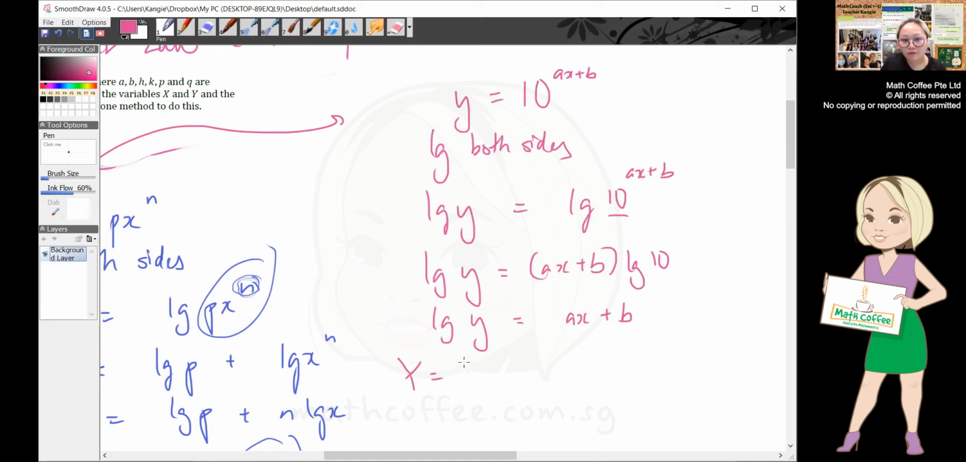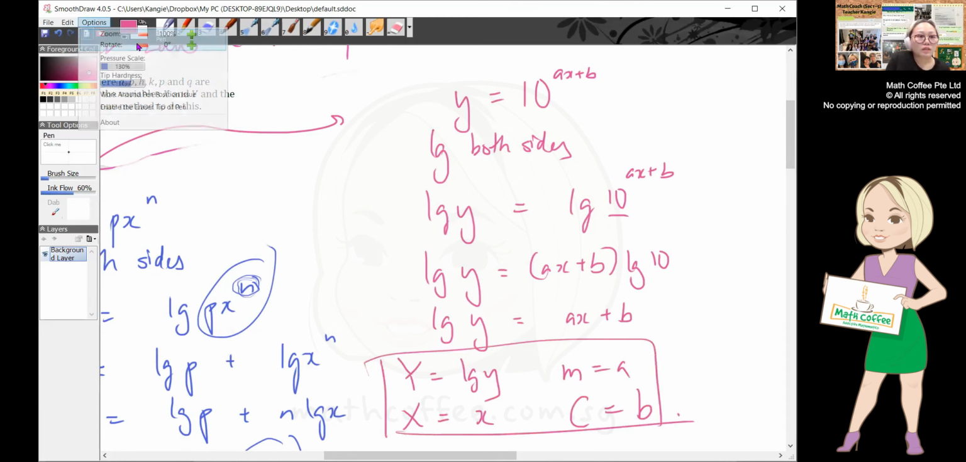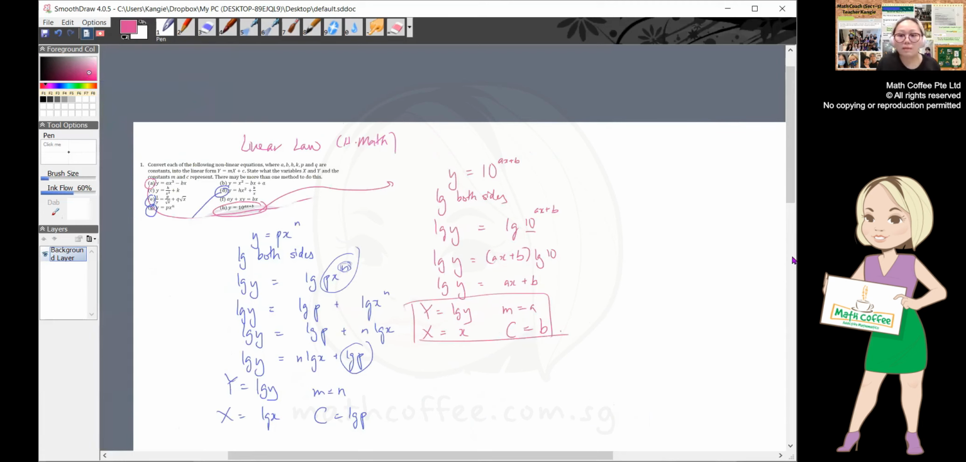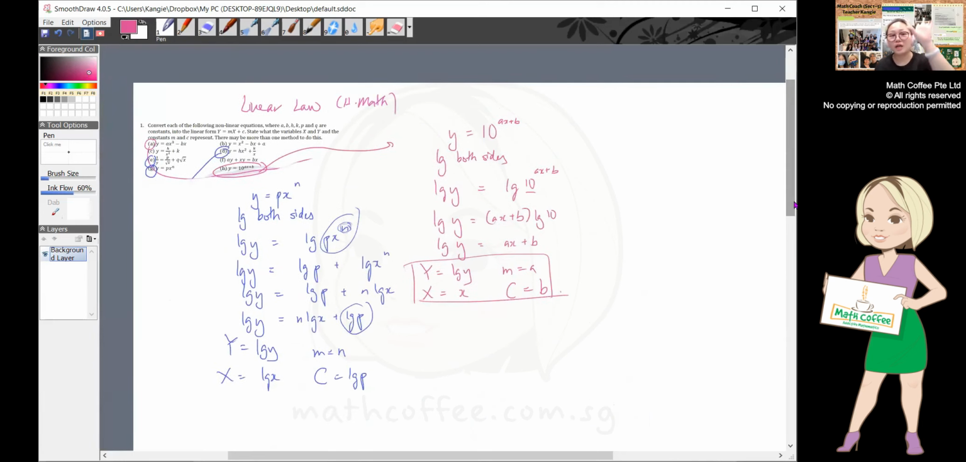So now my big Y for this case is log y. My big X for this case is small x. Gradient is a, and my C is just b. Okay, so this is for question 1. This is really a warm up. It's just knowing how to change the non-linear form to the linear form.